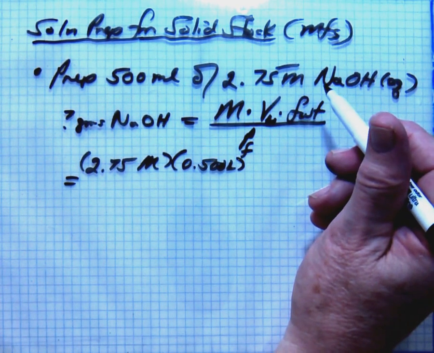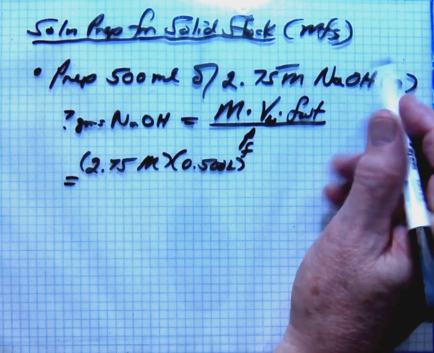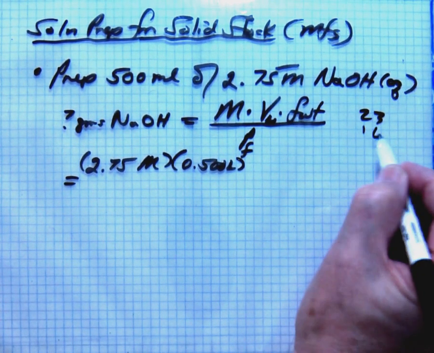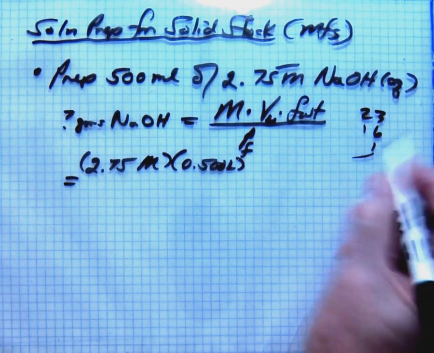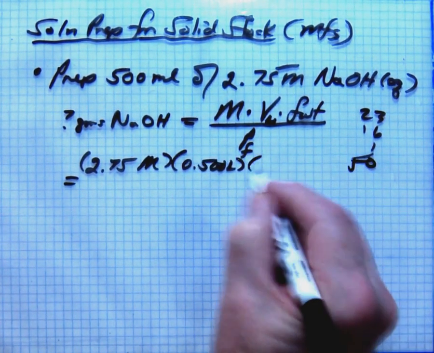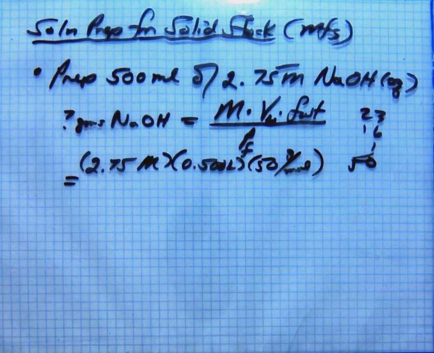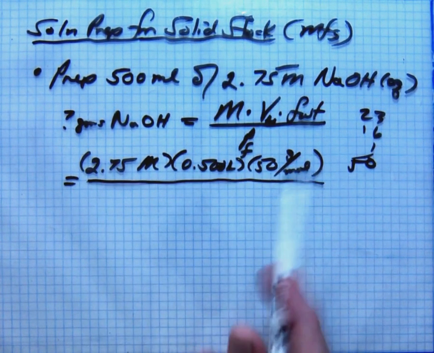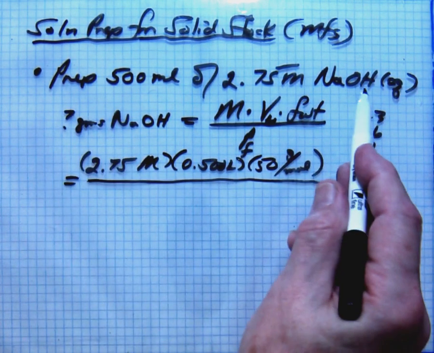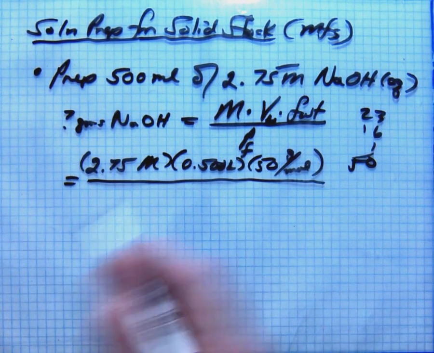And the formula weight of sodium hydroxide is 23, 16, and 1. That's 40 grams per mole for the formula weight. And again, the purity factor in this stock manufactured is about 98%.